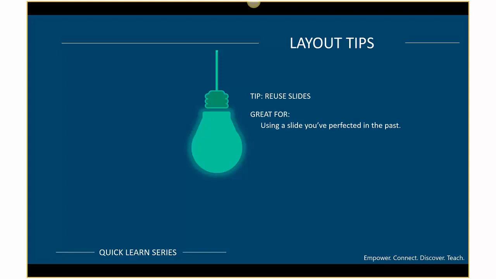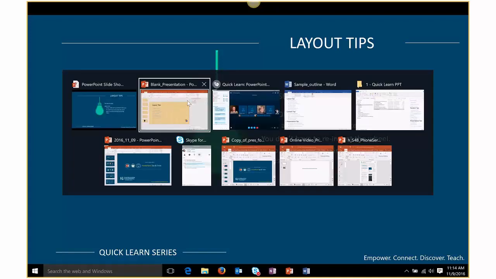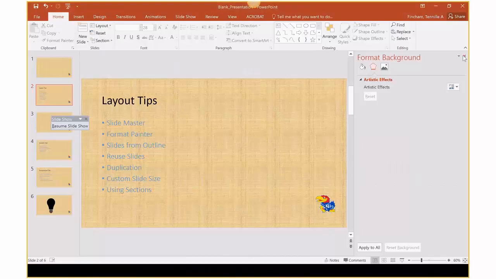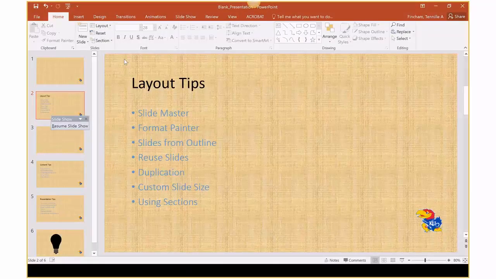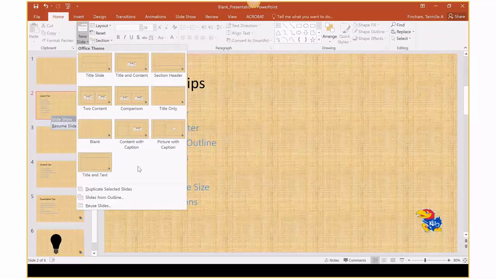So you've perfected it once. You don't have to reinvent the wheel with perfecting it again on another slide. And as I mentioned, this is a good one to use if you want to keep consistent opening and closing slides. So let's take a look at how that works. So let's get back to my blank presentation here. So here, what you can do, it's under new slide again, and there's the option here that says reuse slides.